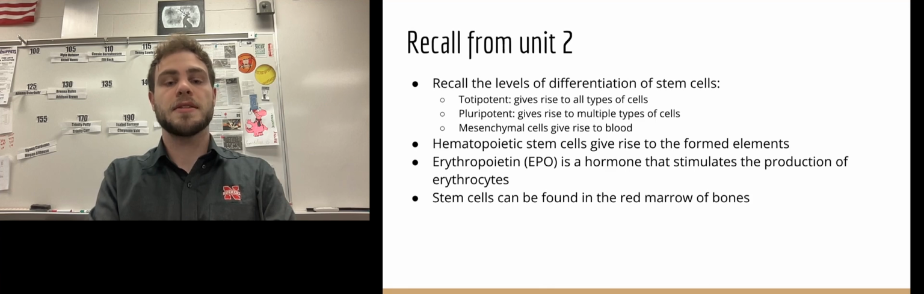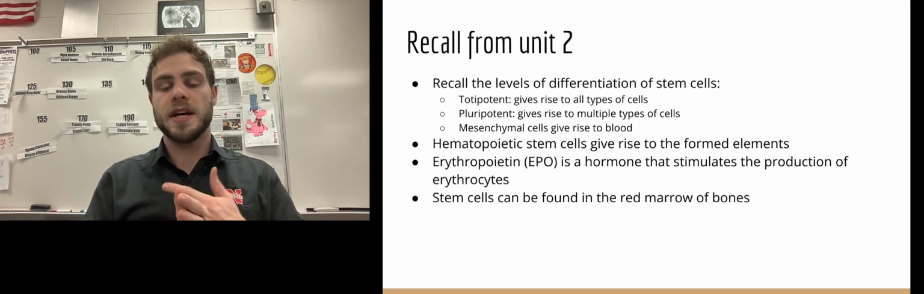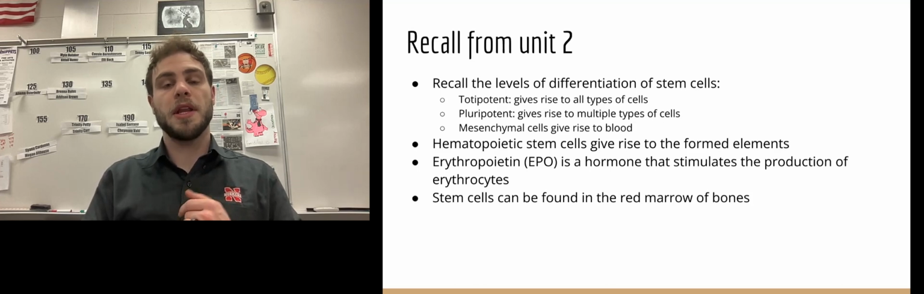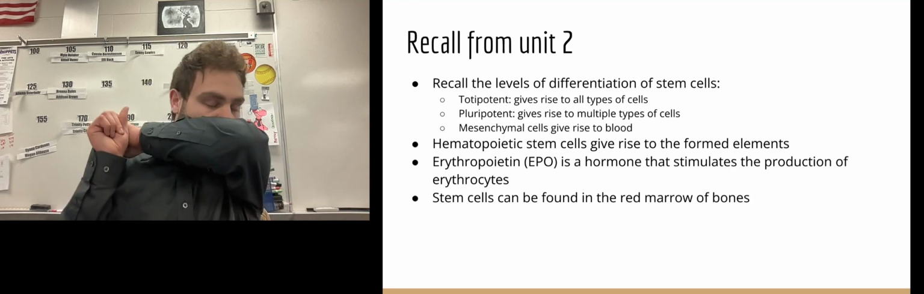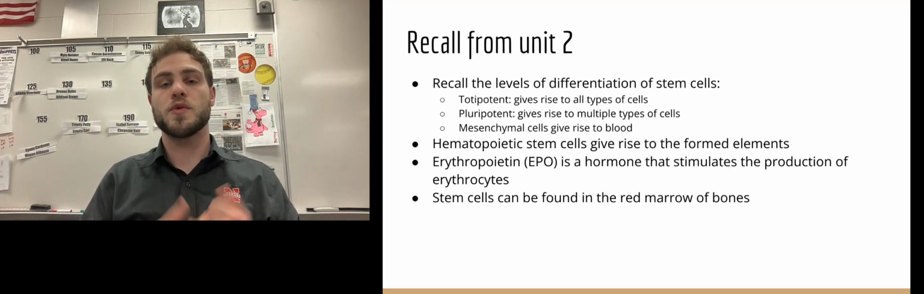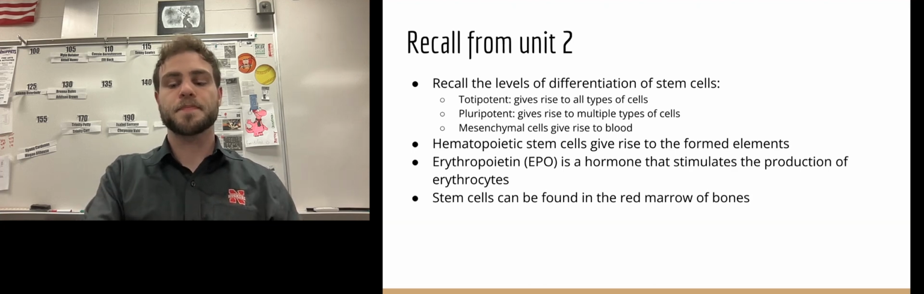You have mesenchymal cells that are going to be giving rise to blood specifically as you work down those levels of differentiation. You have hematopoietic stem cells that are going to give rise to the formed elements, so erythrocytes, leukocytes, and platelets. EPO is a hormone that's going to stimulate the production of erythrocytes. Stem cells generally are going to be found in the red marrow of bones when we're dealing with these different formed elements.